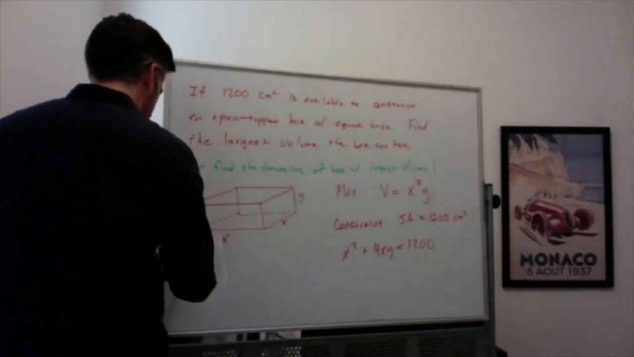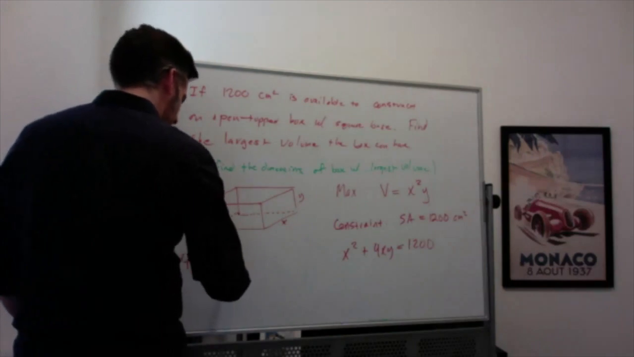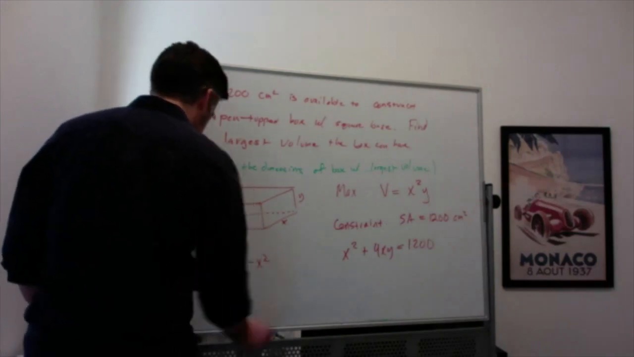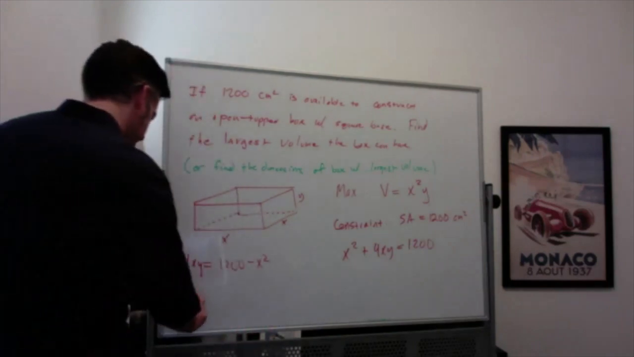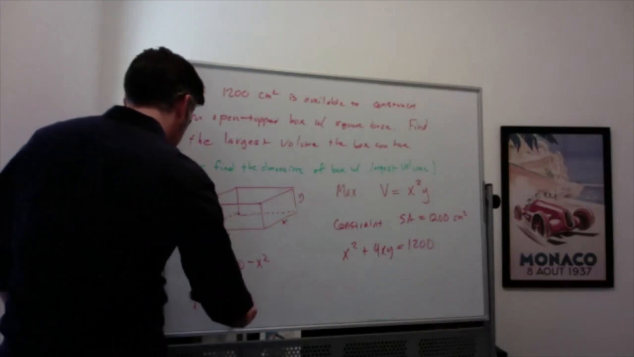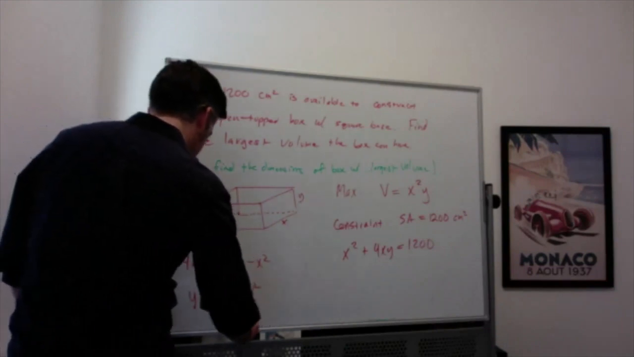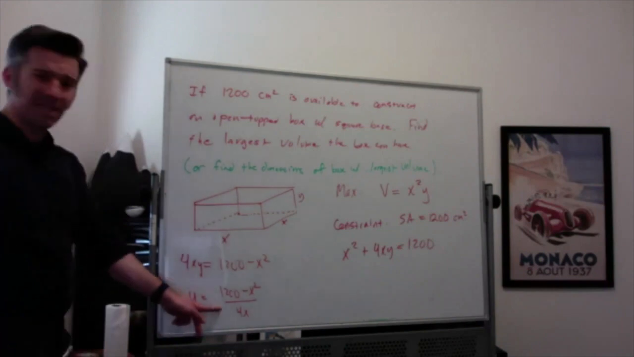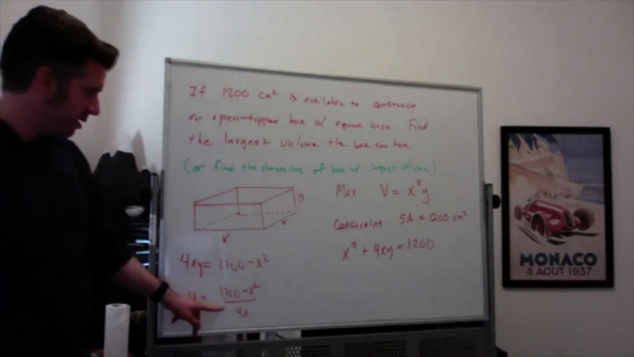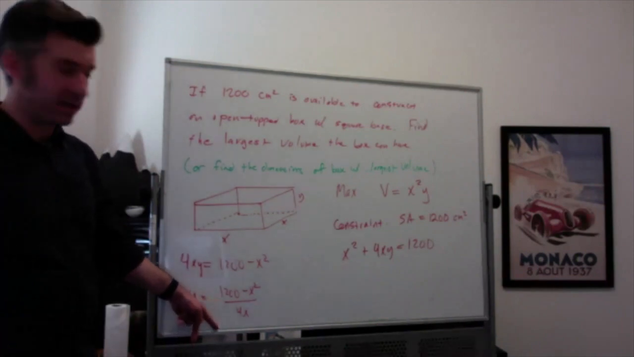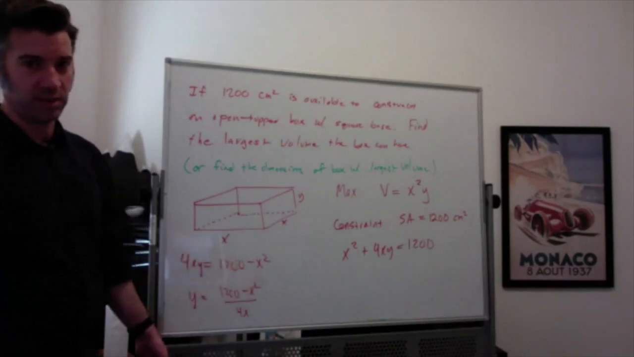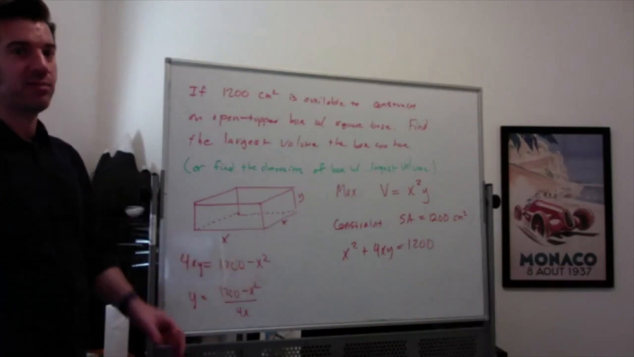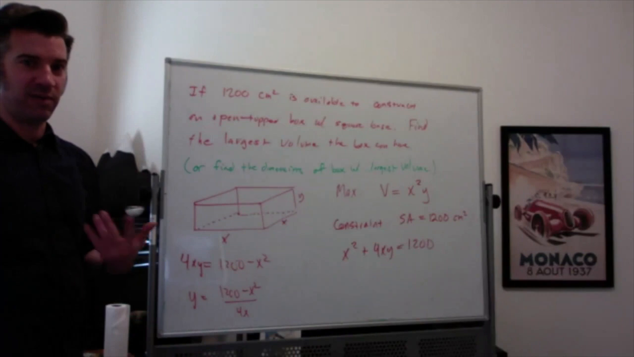So I'm going to get 4xy equal to 1,200 minus x squared, and then divide that by 4x. So y equals 1,200 minus x squared over 4x. Some people like to simplify this, right? Write it as 1,200 over 4x, which is 300 over x, minus x squared over 4x, which is x over 4. I think it's better to wait because sometimes you get some simplifying before you do that.